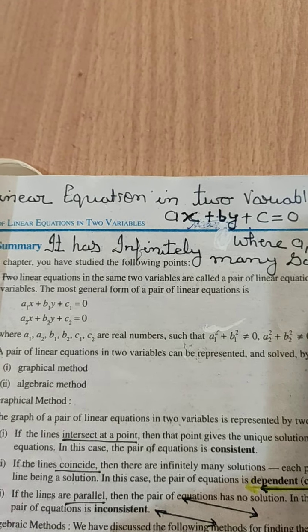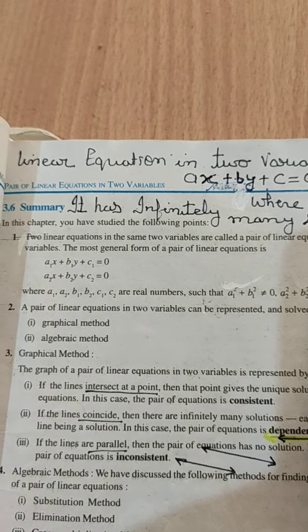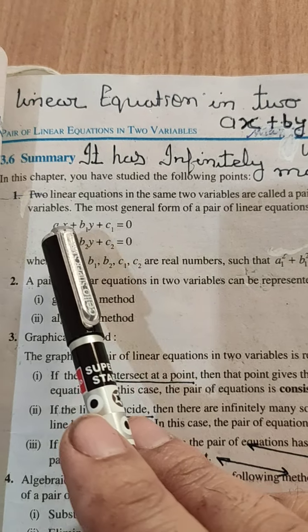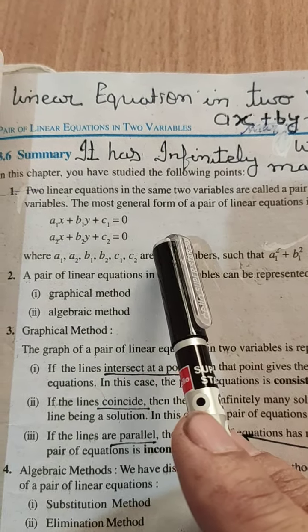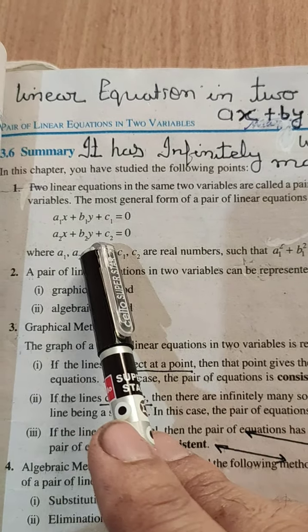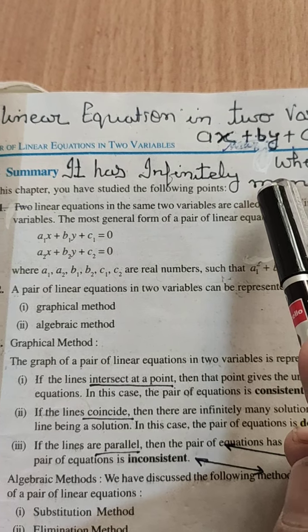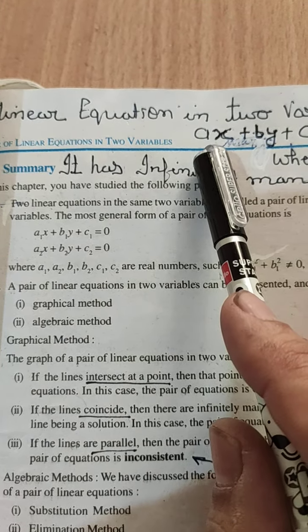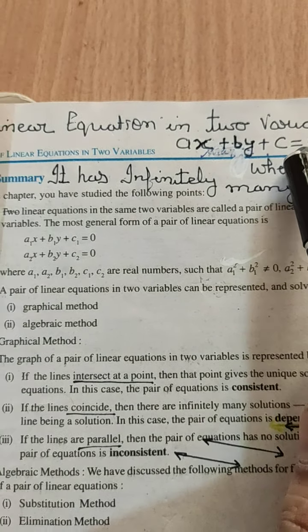In this year, what will you learn? You will study a pair of linear equation in two variable. So two equations you will consider, a1x + b1y + c1 = 0. One more equation we are considering, a2x + b2y + c2 = 0. Already you are familiar from 9th class with the coefficients of x and y. These are arbitrary constants we denote by a, b, c. The constant term we denote by c.